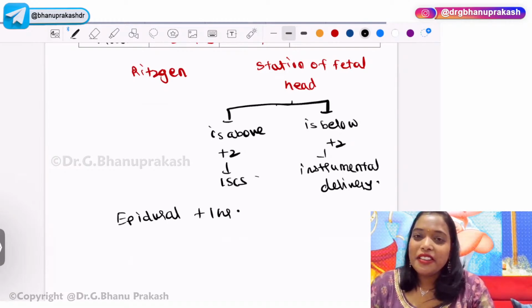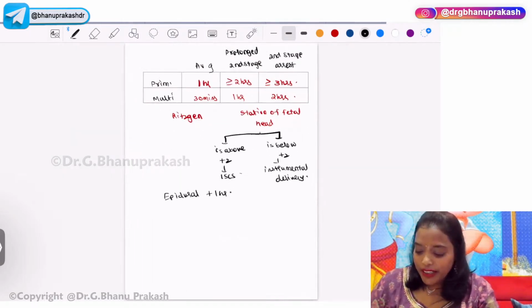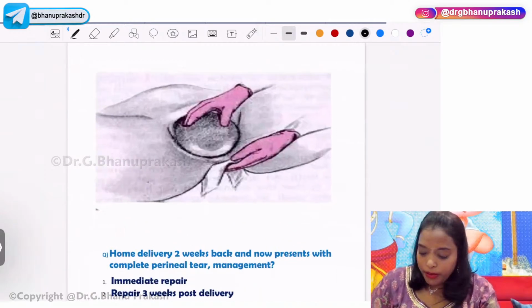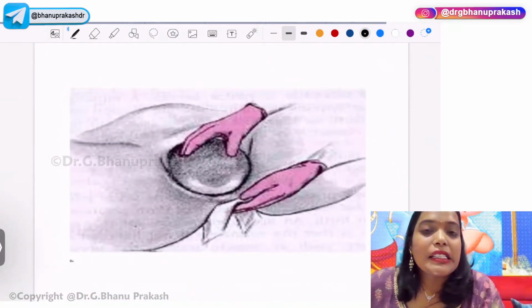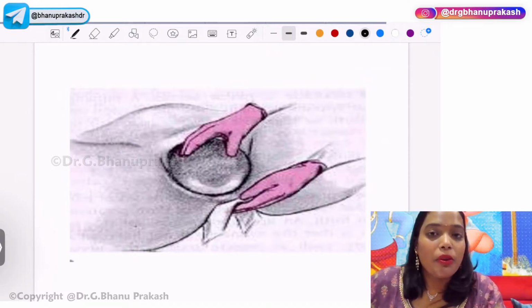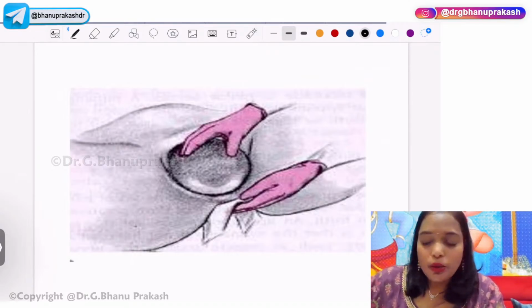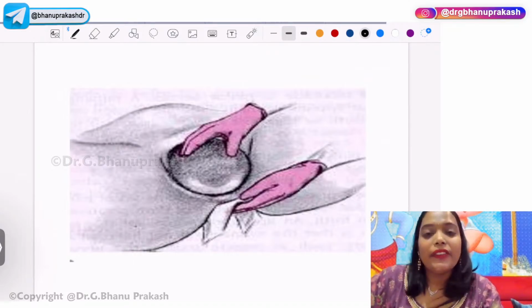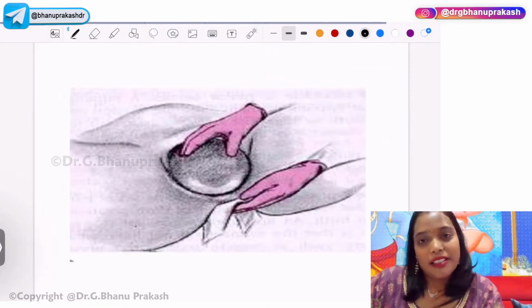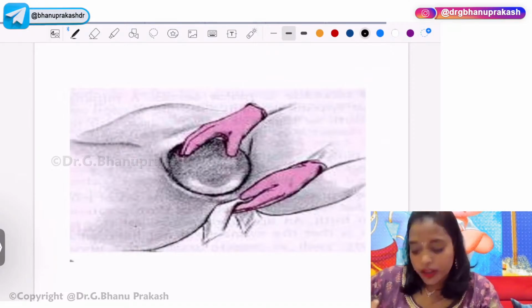Okay, guys? So that's about the second stage. I hope you will be able to rock in the second stage. So what is this maneuver? This is nothing but the Ritgen's maneuver, where you do the controlled delivery of the fetal head between your two hands.